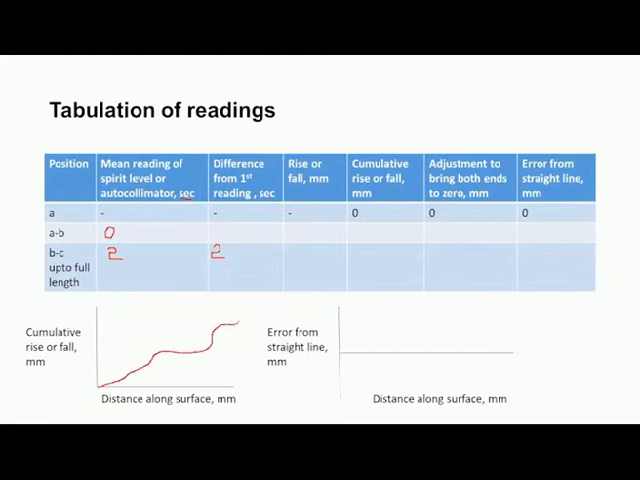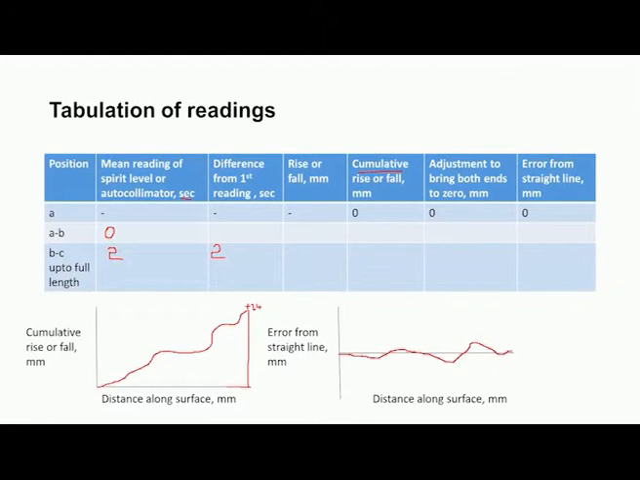So, we get the readings like this. This is the cumulative rise or fall, and then the adjustment to bring both ends to 0. Say this is the last point, and say this value is plus 24. So, we have to add minus 24 so that this is brought back to the 0 position. In that case we will be getting the line like this.